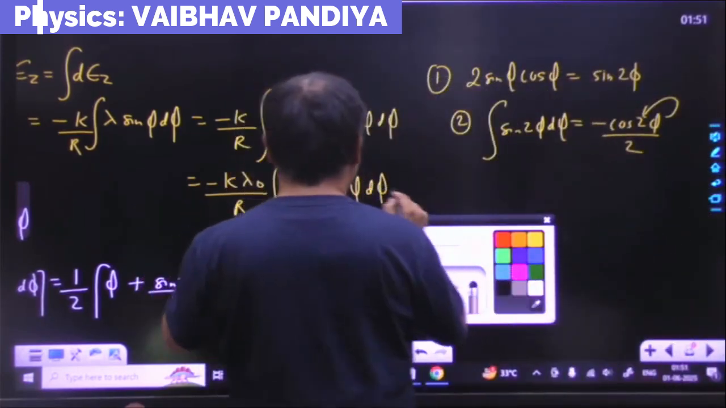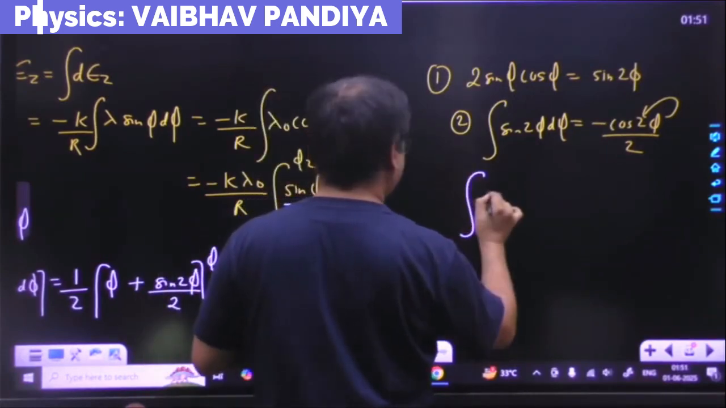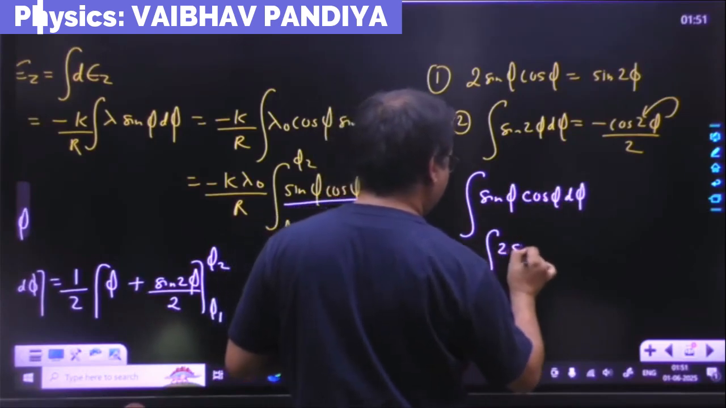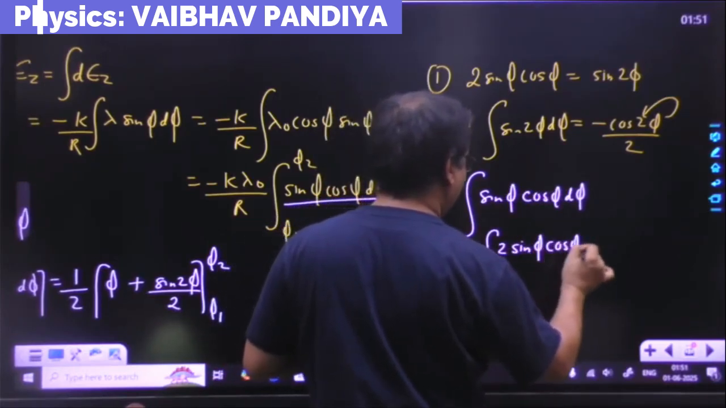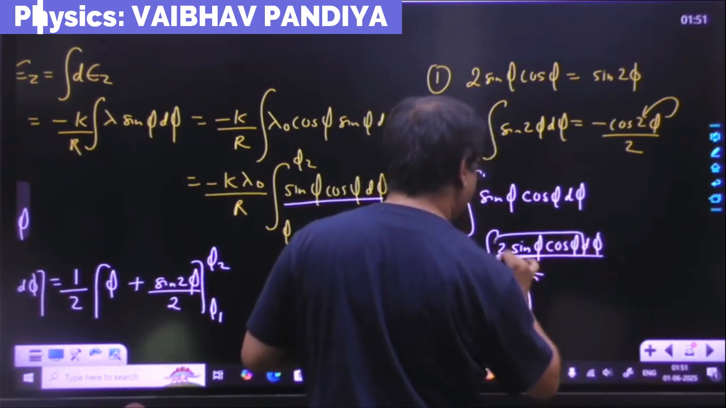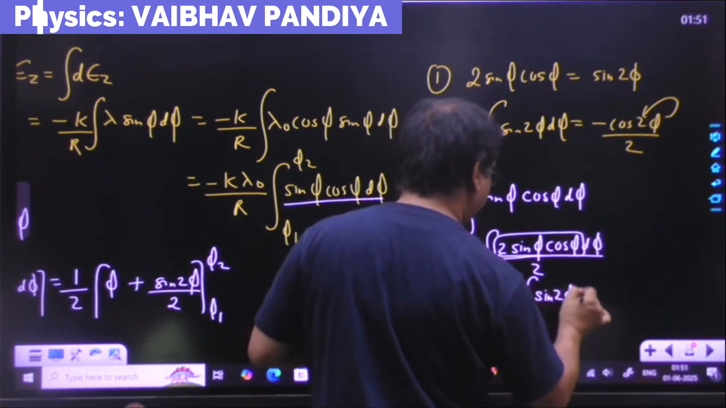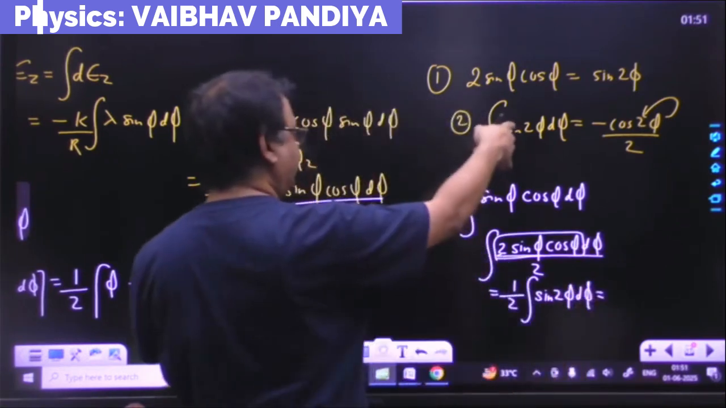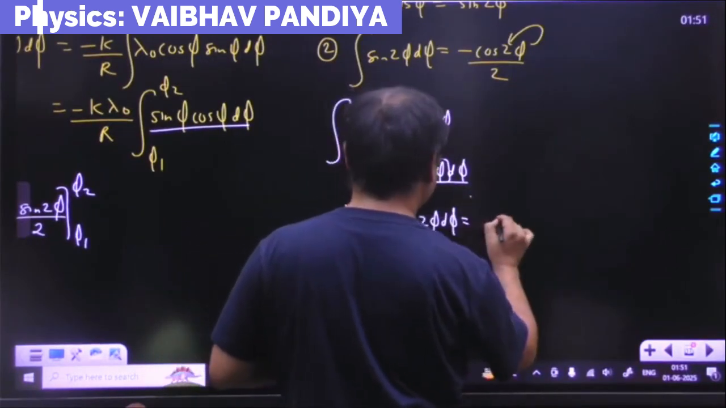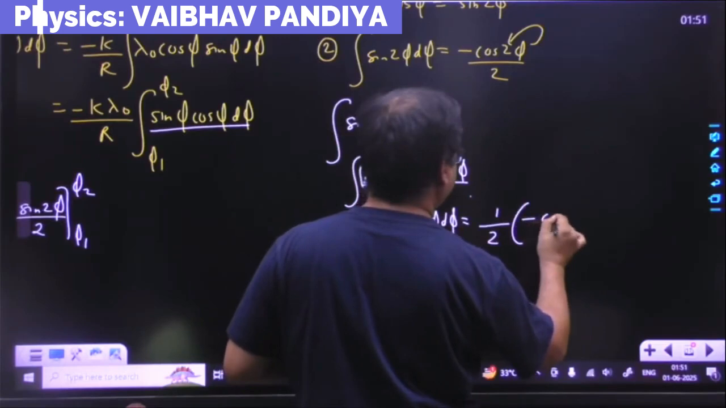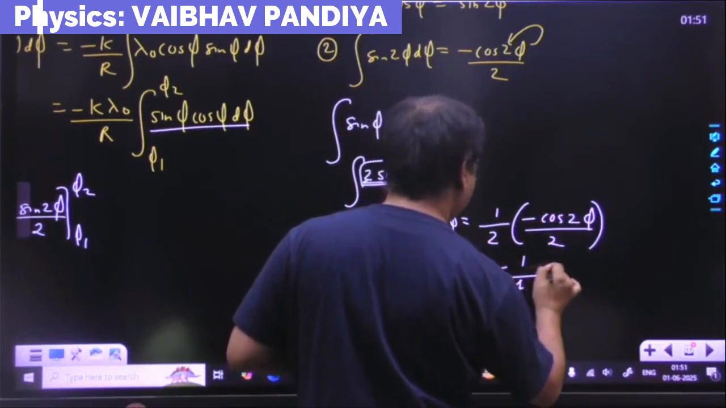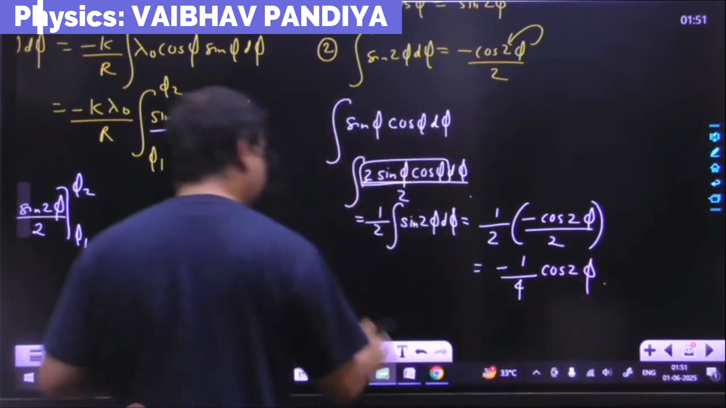Okay, so what we can do here first, I am doing this integral here: sine phi cos phi d phi. I am multiplying and dividing by 2. So I'll get 2 sine phi cos phi d phi by 2. So I'll get half, and 2 sine phi cos phi can be written as what? Sine 2 phi d phi. Now I will apply this property. So this integral will come how much? This integral will come to be half of minus cos 2 phi by 2. So I'll get minus 1 by 4 cos 2 phi. This will be the answer.